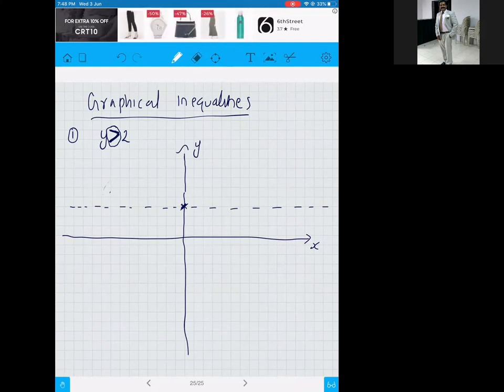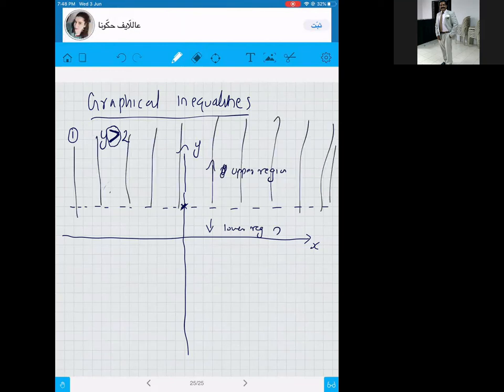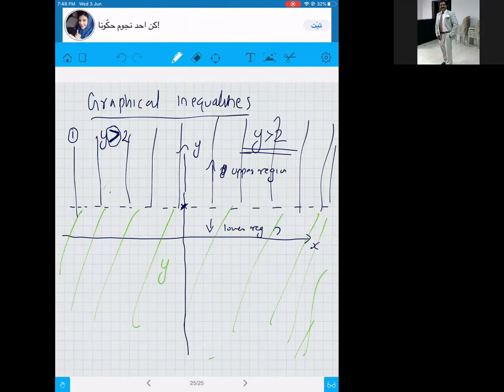This is the upper region, and this is the lower region. Does it make sense? All this upper region exactly represents y greater than 2. And this region, all the values which are less than 2, represents y less than 2.